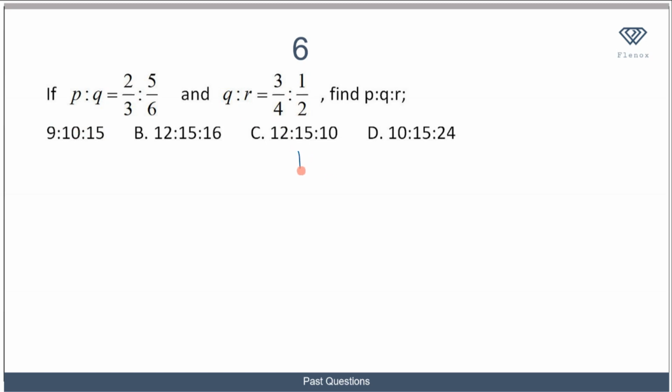So just calm your nerves down and you understand it. Now we're told that if P ratio Q is given by this, and Q ratio R is given by this, we are told to find P ratio Q ratio R. So how do we do it?